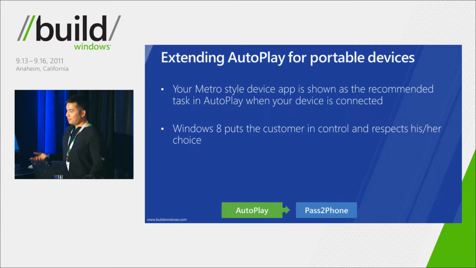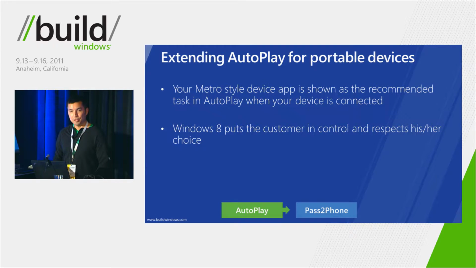And so in Windows 8, we allow the Metro-style app for a device to be shown as the recommended app for that device in autoplay. And as the maker of the device, you are in full control over which app gets shown as the recommended choice for the user.